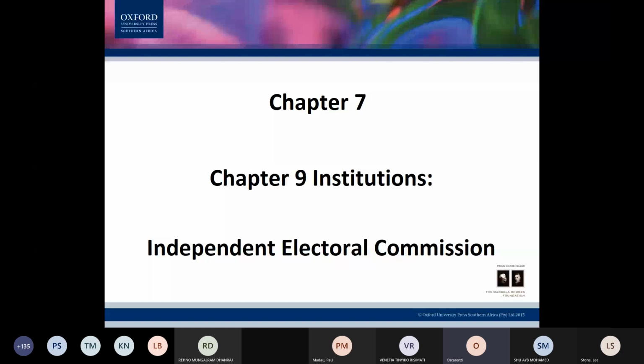So the lecture which I'll be presenting today will focus on the Independent Electoral Commission. It is one of the key Chapter 9 institutions that are central to South Africa's constitutional democracy.